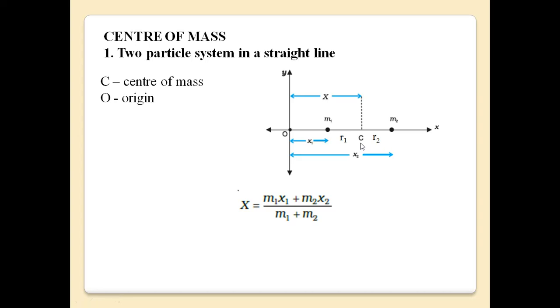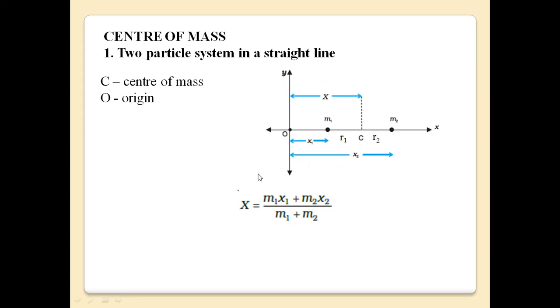In that case, the distance of C to the origin is represented by x, and the distance of m1 to the origin is represented by x1, and the distance of m2 to the origin is represented by x2. Now further, the distance of m1 to the center of mass is r1, and the distance of m2 to the center of mass is r2. So these are the representations in this diagram.